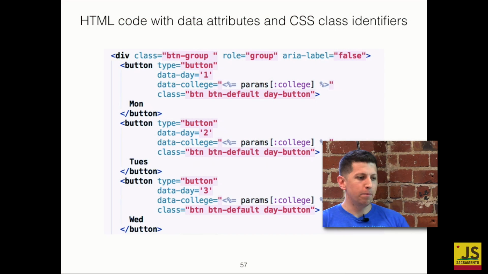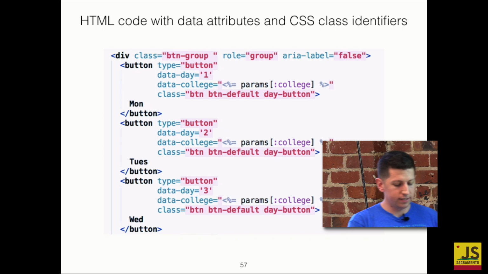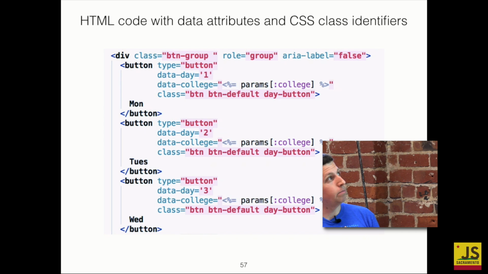So step one, buttons, right? Somebody clicks a button, we need to know what button they clicked. So these are the buttons for what day. Like, oh, I want to see groups who meet on a particular day. Day is represented as a data attribute. Day equals 1 for Monday. Day equals 2 for Tuesday. And I also have something here to represent what college it represents.